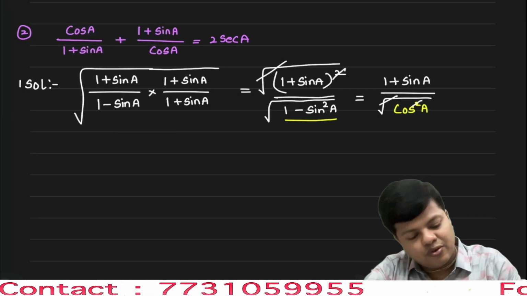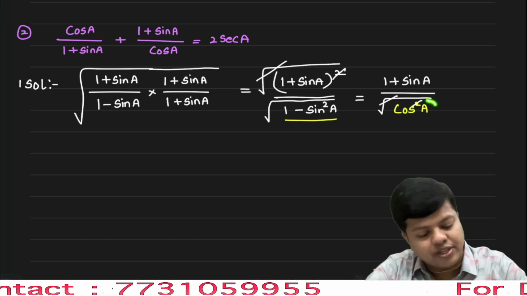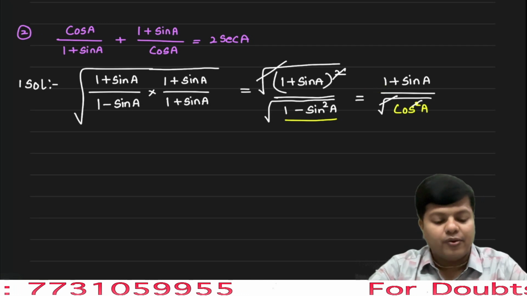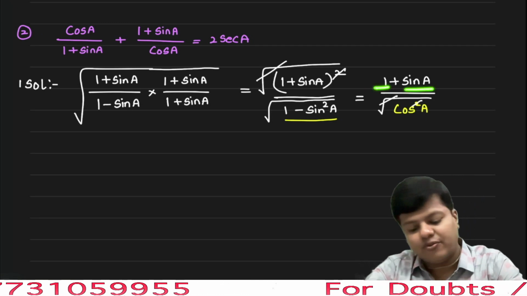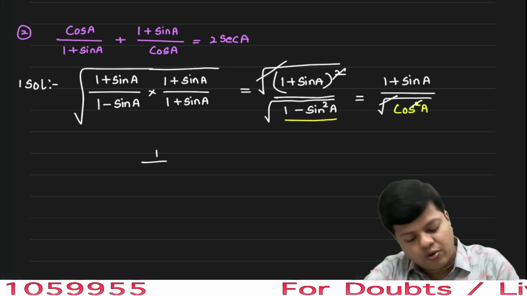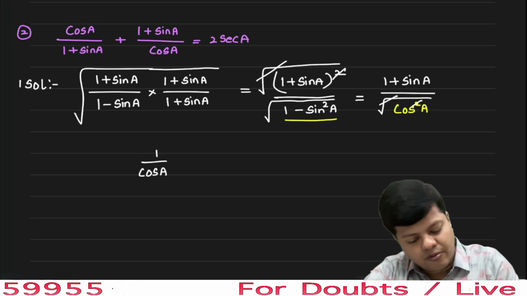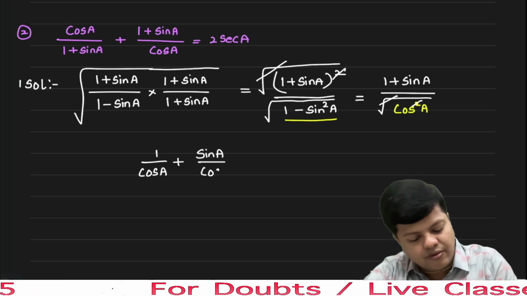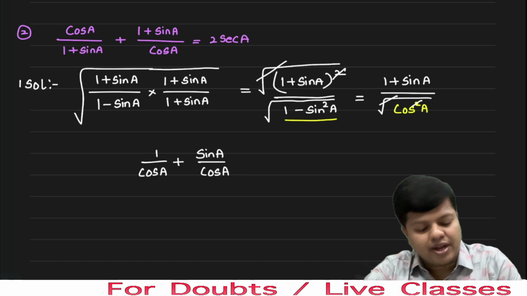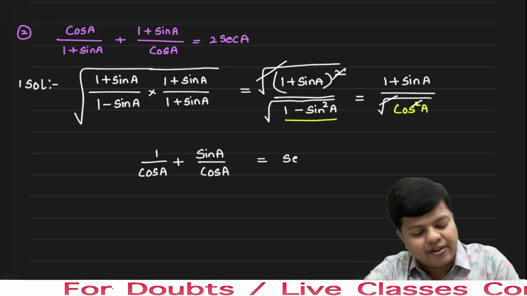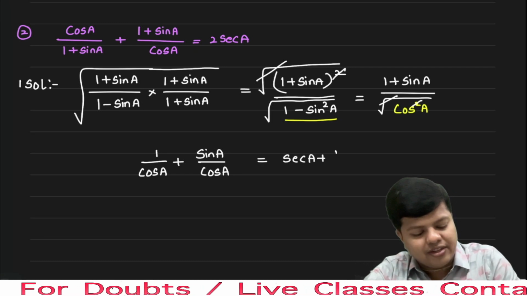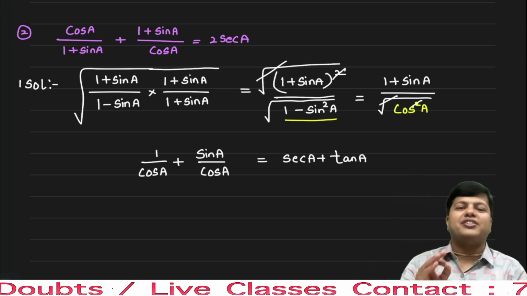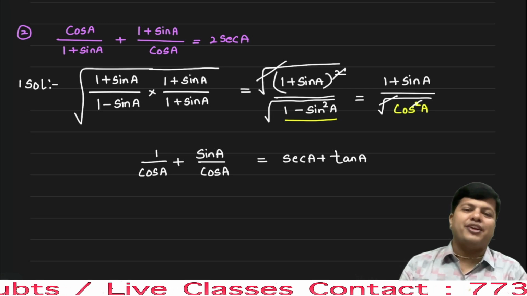Okay. So if you separate, cos A is left in the denominator. Cos A, if you separate below 1, that is 1 by cos A plus sin A by cos A. So 1 by cos A is secant A and sin A by cos A is tan A. This is the answer you got. Rationalizing the sum. The first sum we did.